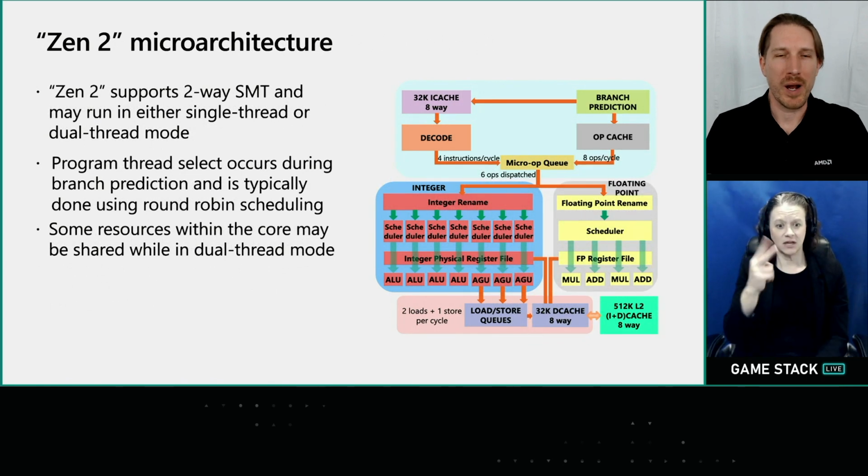Zen 2 supports two-way SMT and may run in either single-thread or dual-thread mode. Program thread select occurs during branch prediction and is typically done using round-robin scheduling. Some resources within the core may be shared while in dual-thread mode.